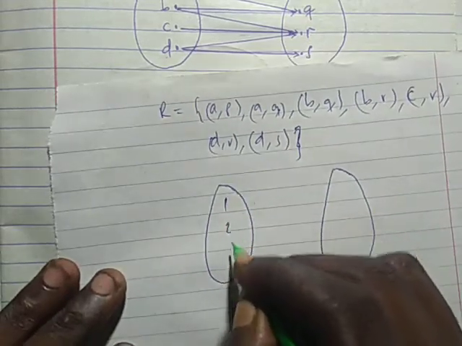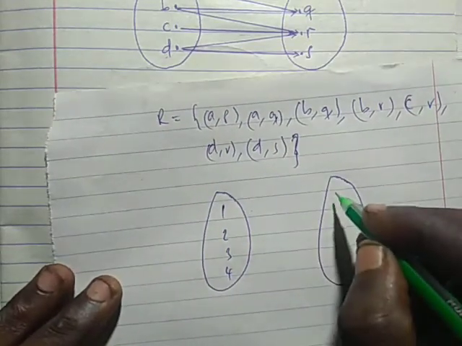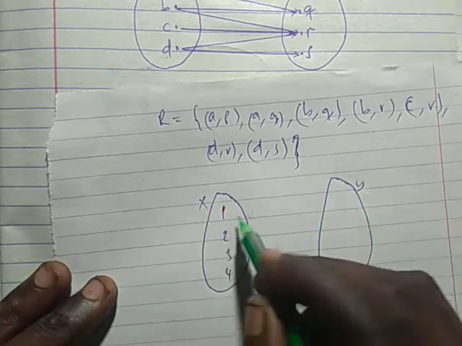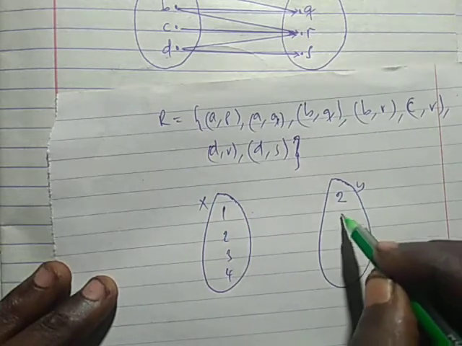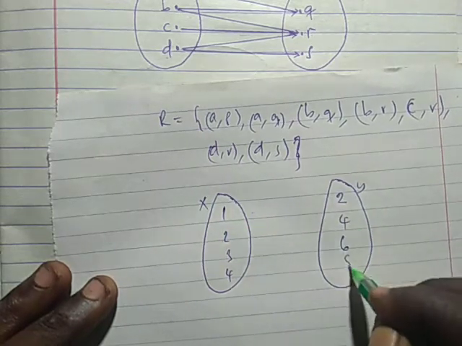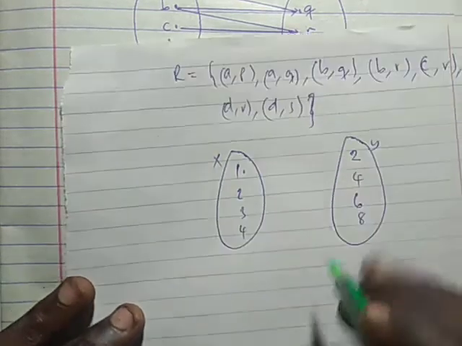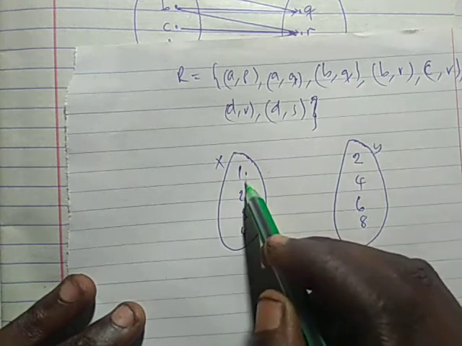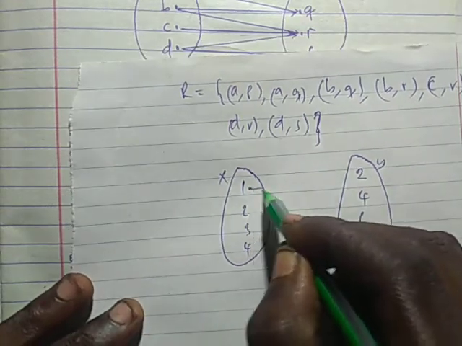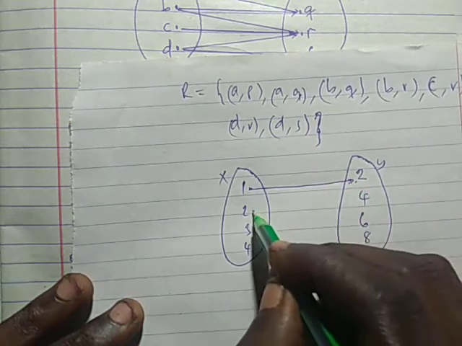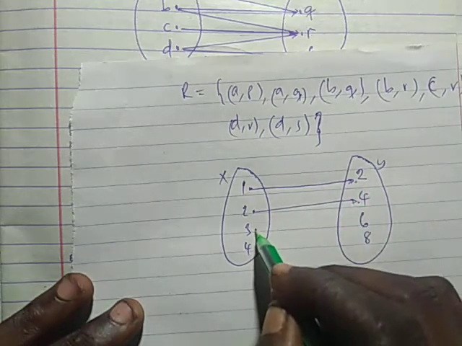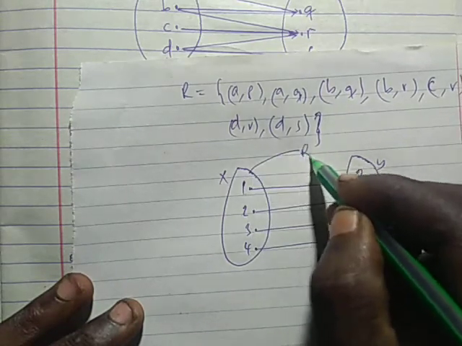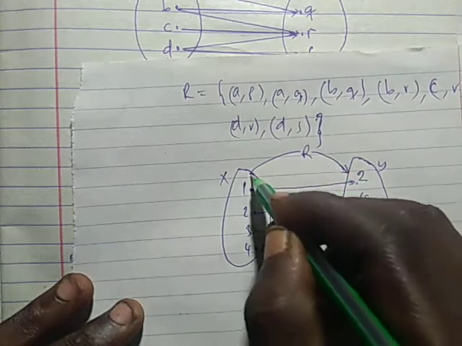let's say here we have 1, 2, 3, 4, and there we have 2 times this number. Let's say this is x, this is y. We have 2 times this number, so we have 2, 4, 6 and 8. In this one to one relation, y must equal 2x. x is 1, times 2 is 2. So there is a connection between 1 and 2, between 2 and 4, between 3 and 6, and between 4 and 8. Here we have relation R.